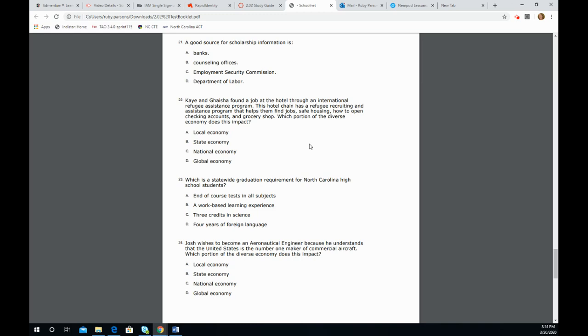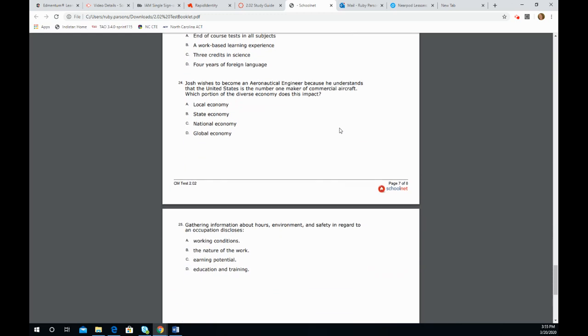23. Which is the statewide graduation requirement for North Carolina high school students? A, end of course test in all subjects. B, a work-based learning experience. C, 3 credits in science. Or D, 4 years of foreign language. That would be 3 credits in science because you have to have earth and environmental science, physical science, and biology.